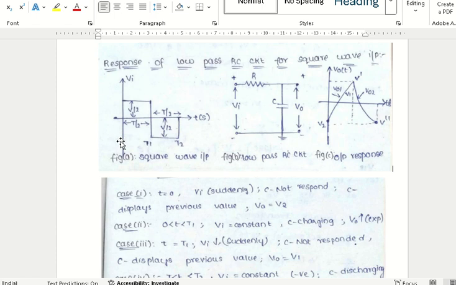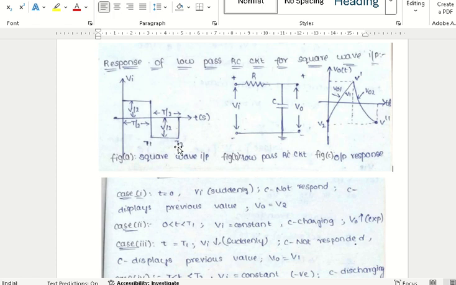That means at t equal to 0, the input signal suddenly increases to the maximum value. That is taken as case 1. And from 0 to t1, during this period, the input signal has the maximum positive value. That is taken as the second case. And at t equal to t1, the input signal suddenly decreases to the negative minimum value. That is taken as the third case.